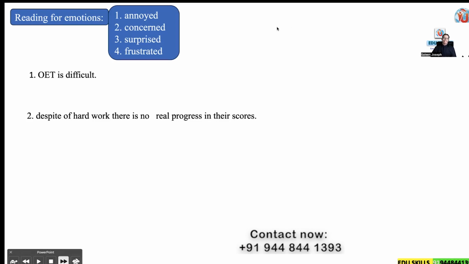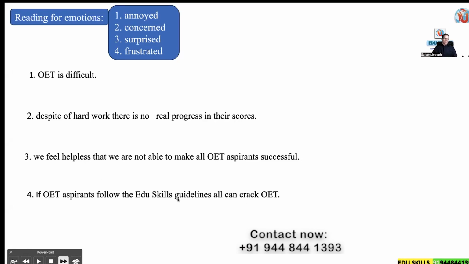Frustrated. Yes, despite I studied a lot, and I have studied more than a year now, still I am not able to crack OET. Is it surprise? No. Is it concern? It's frustration. We feel helpless that we are not able to make all OET aspirants successful. We really feel helpless. We really wanted to. Frustrated. We all feel helpless means I am telling you that I'm not going to conduct any more sessions because you are not passing. Why should I waste my time? Frustrated. Yeah, that doesn't show my concern.